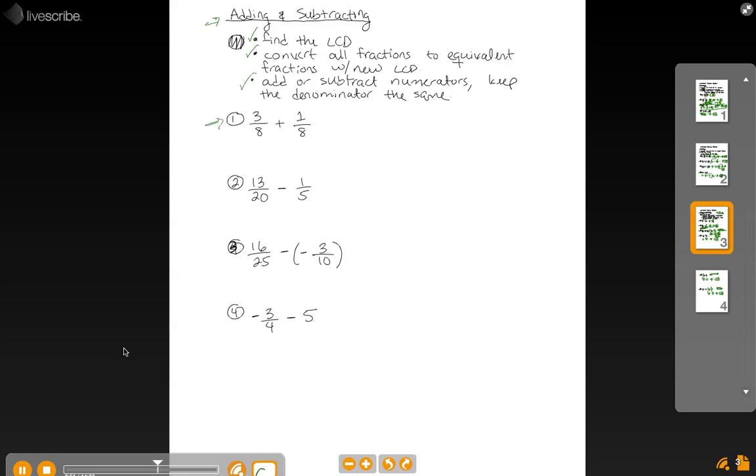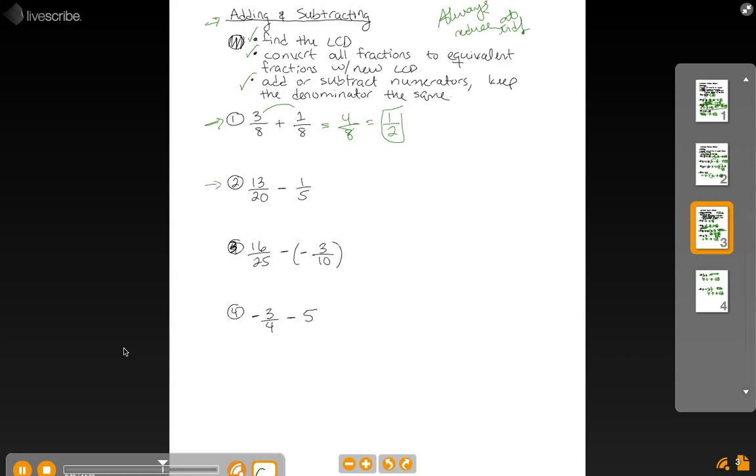So if we look at number 1 over here, the denominators are already the same. I have 8s, so I'm just going to go ahead and add the numerators. 3 plus 1 is 4, but you're going to keep the denominator the same. And of course, you always have to reduce. So I should write over here, always reduce at the end. Okay? So 4 over 8 reduces because I can divide 4 by 4, and I can divide 8 by 4. So it reduces to 1/2.